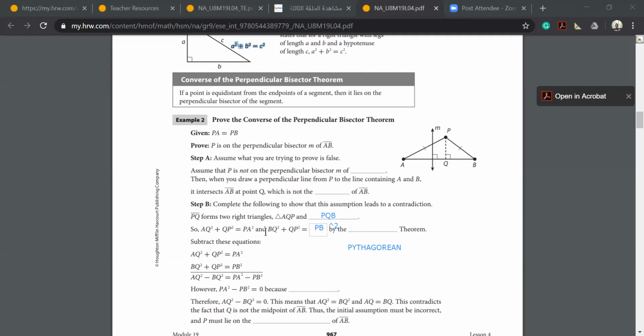Now, girls, we have two equations. AQ square plus QP square equals PA square, and PQ square plus QB square equals PB square. Remember that the given was PA is actually equal to what? PB.